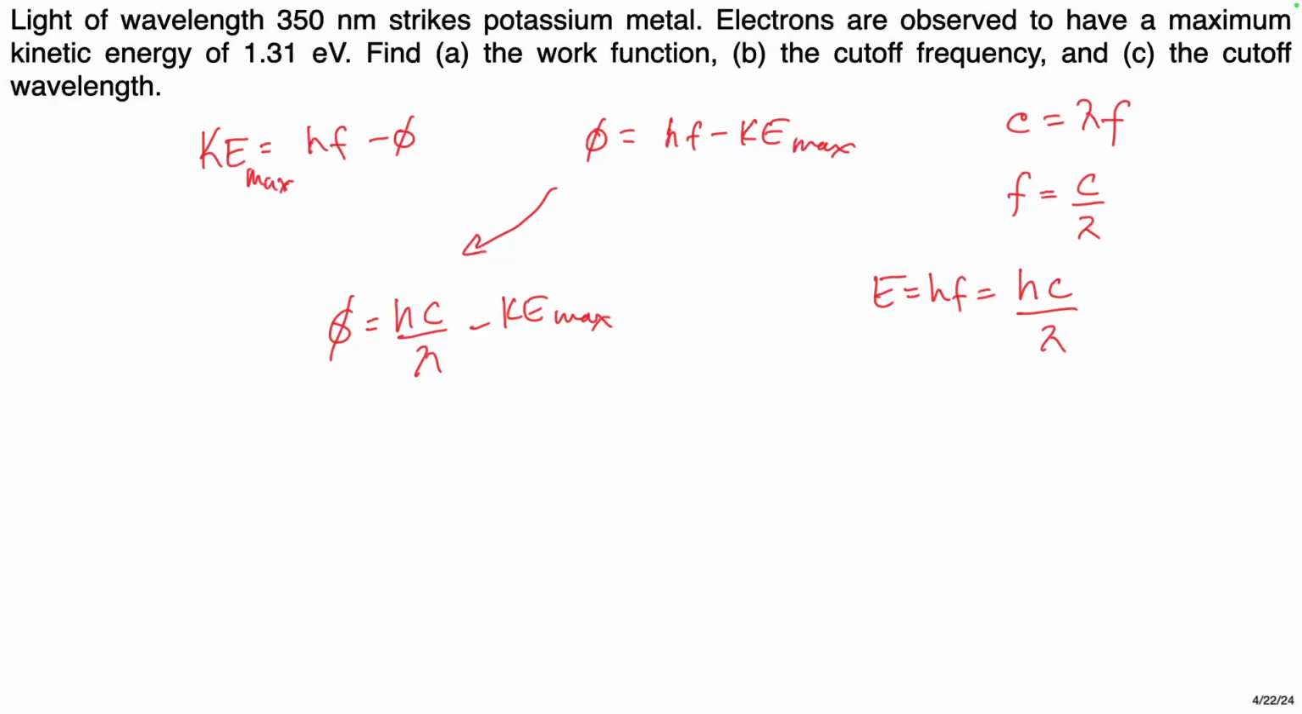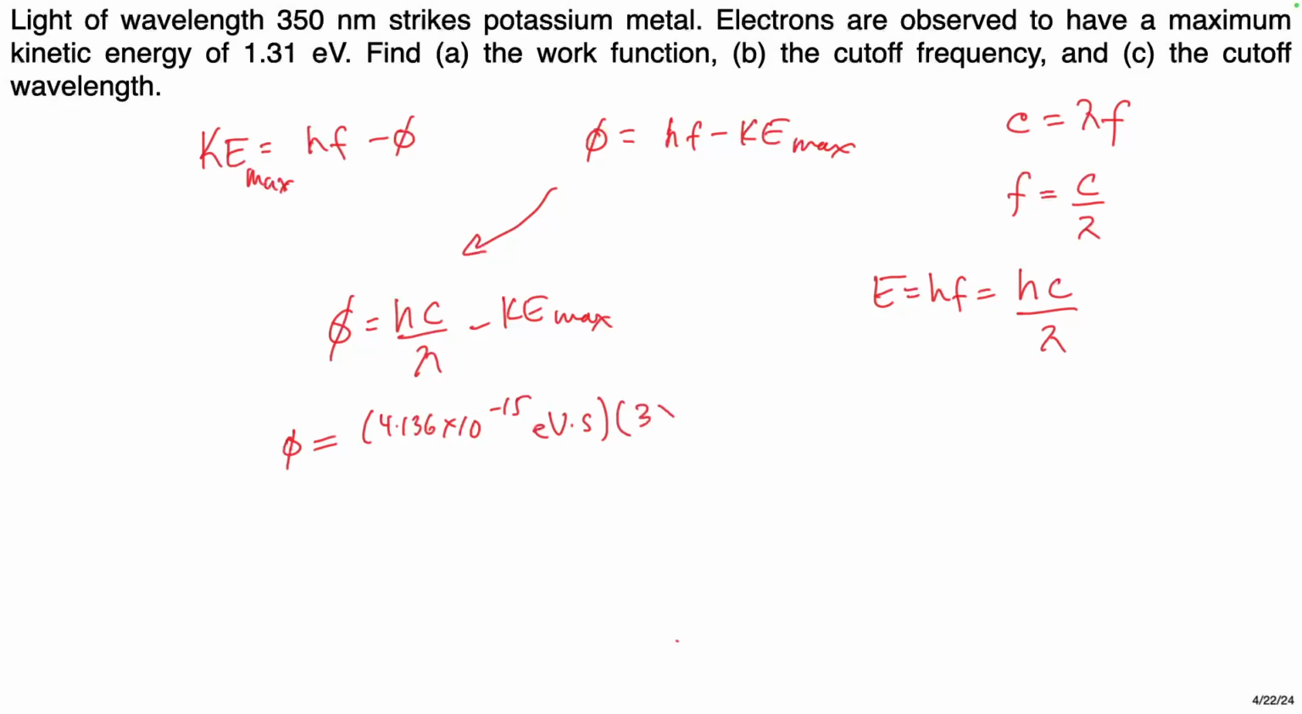So we either convert the 1.31 into joules and then use Planck's constant in joules times seconds, or, and I'll show you this, we're going to use Planck's constant in its electron volt times seconds form, and you're going to see how it's all going to work out. So let's do that. My work function is going to be Planck's constant. I'm going to use the 4.136 times 10 to the minus 15, and I'm going to put the units in so you can see how this all works out. So I'm going to put it in its electron volt seconds form.